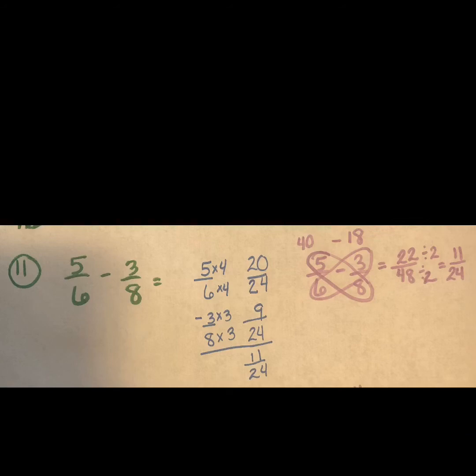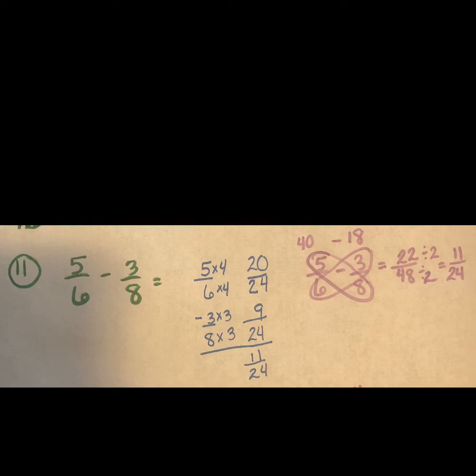Okay, number 11, you have 5/6 minus 3/8. Common denominator is 24. So 5 times 4 is 20/24. 3 times 3 is 9/24. And you subtract. 20/24 minus 9/24 equals 11/24.